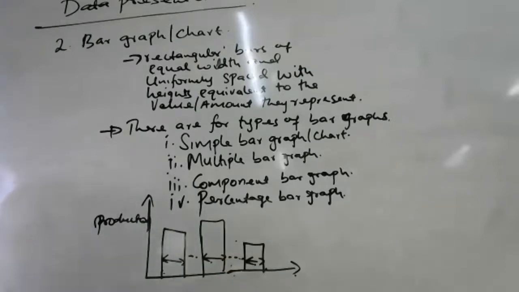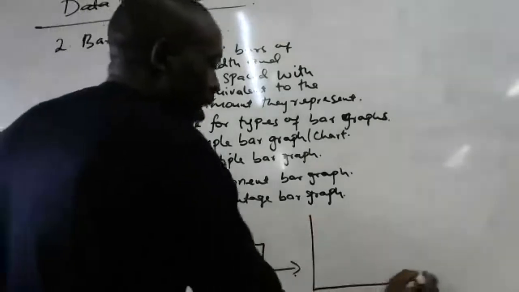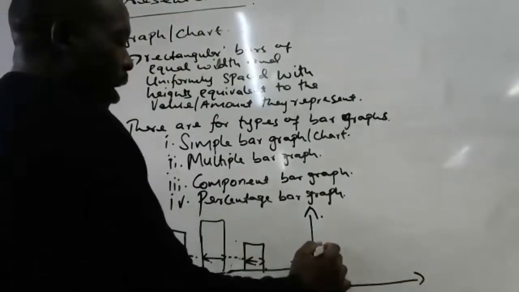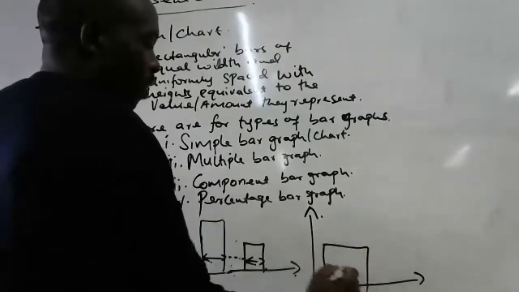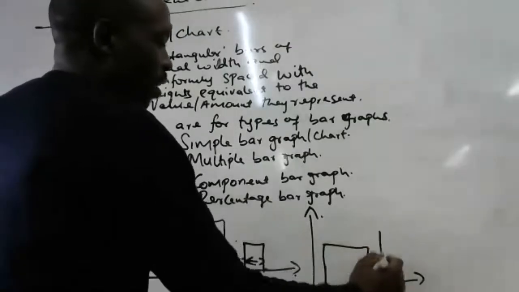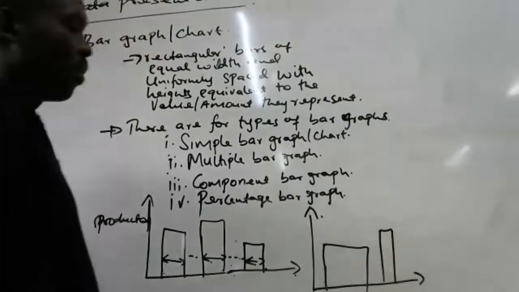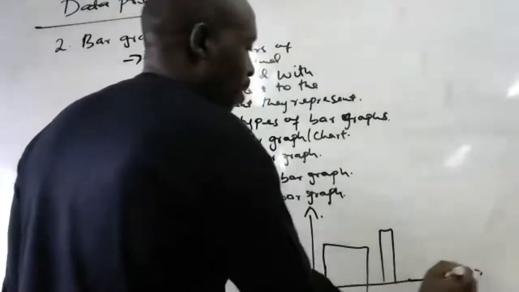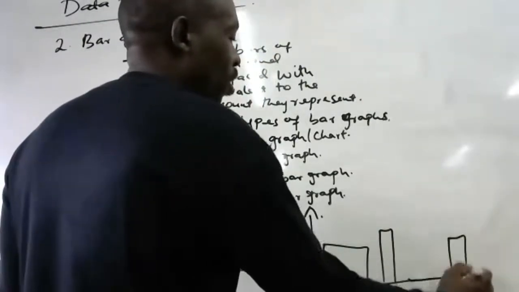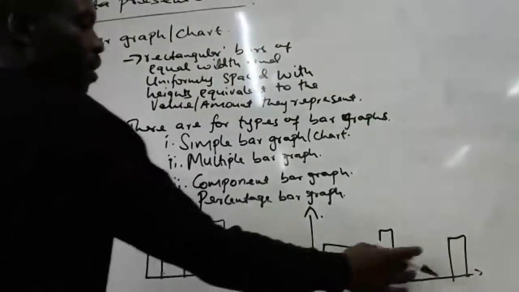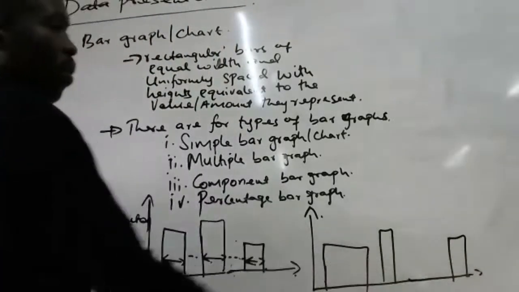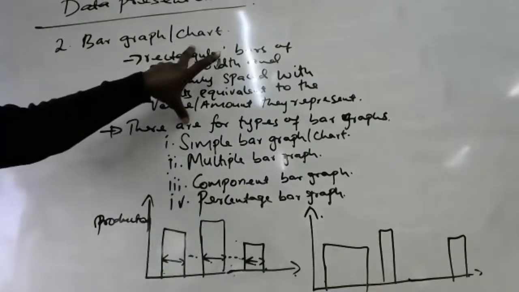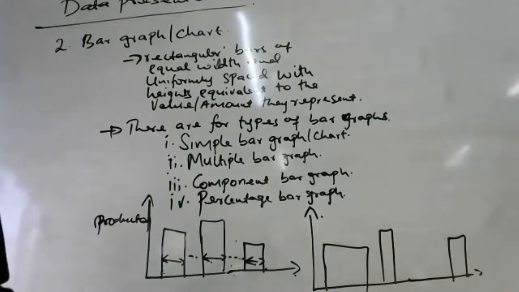So you should not have a bar chart where one bar is very wide, the other one is very slender, and then the third one you have thrown in here. The spacing must be the same, and the width of the bars must be the same. Those are very crucial conditions when it comes to drawing the bars.